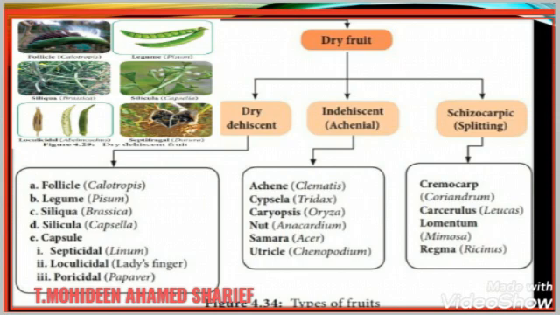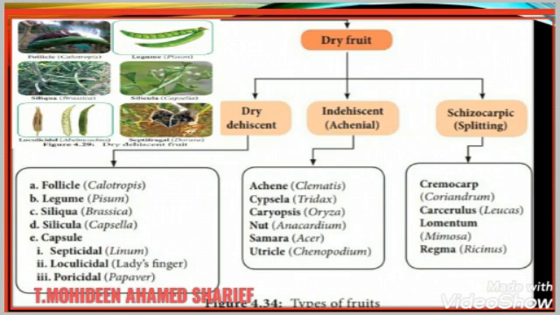Example, Brassica. And next one is Silicula. Fruit similar to Siliqua but shorter and broader. Example, Capsella, Lepidium and Alyssum.